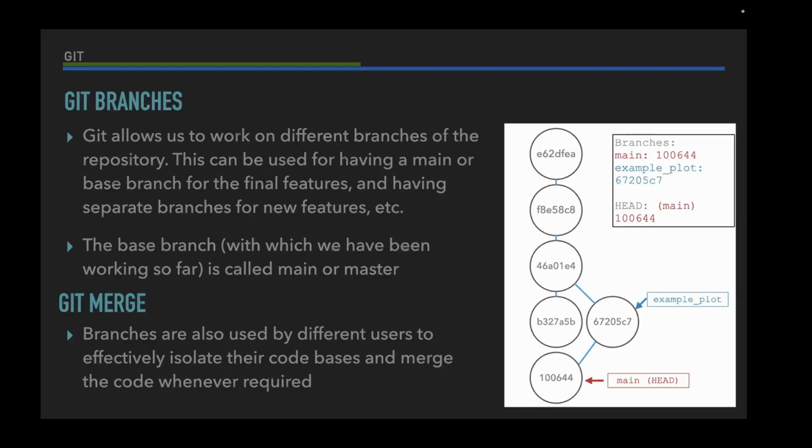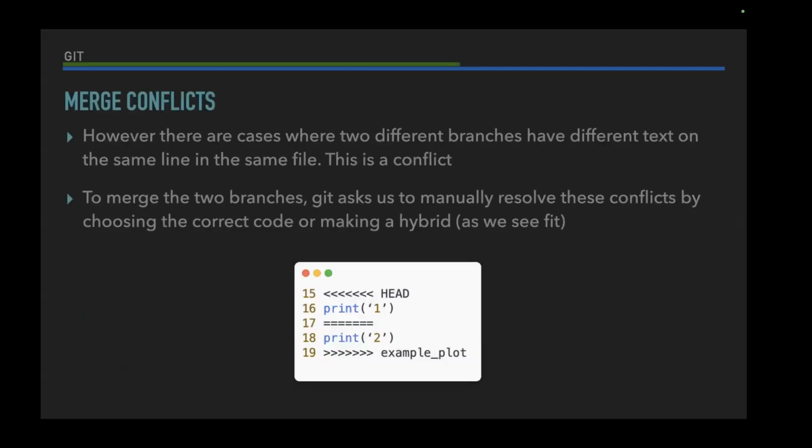Now, as you might guess, this might have conflicts. If both I and the other user were working on the same set of code, there might be cases where we would be editing the same line, and the line would be different in both our files, right? In this case, we have merge conflicts when we are trying to merge these two branches, and Git asks us to manually resolve these conflicts by choosing the correct code, or making a hybrid as we see fit. So it's a manual process at that point, because Git does not know which one is correct. There are two different things on the same line, in the same file, and it needs to ask us what to take and what not to take.